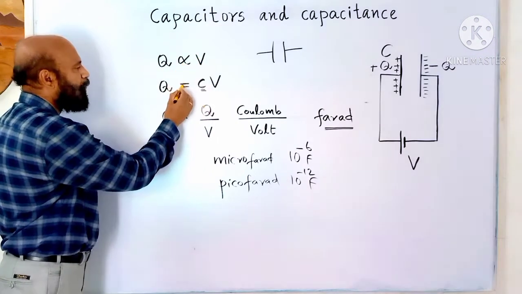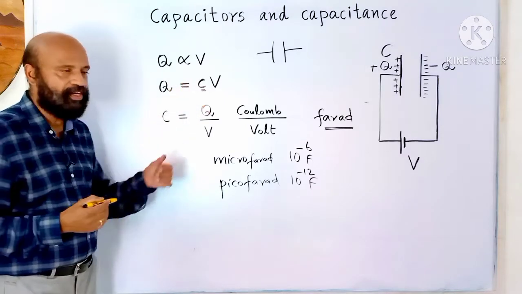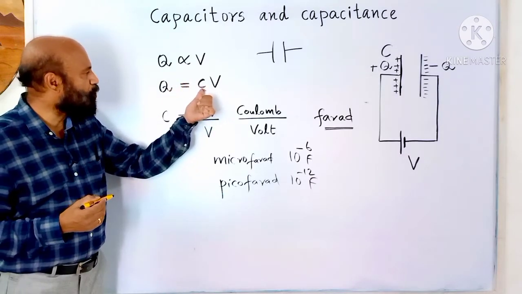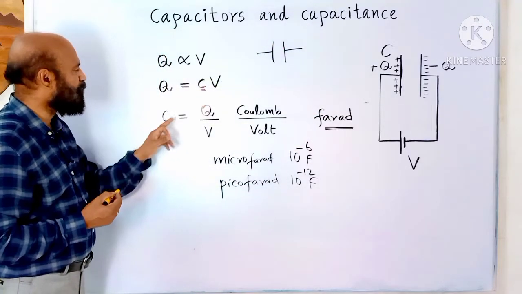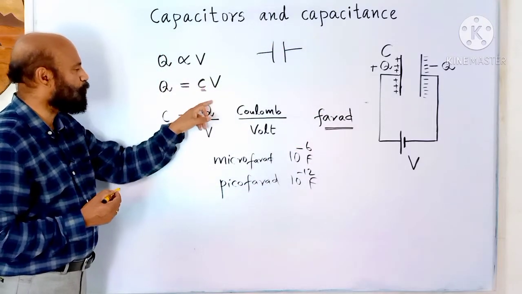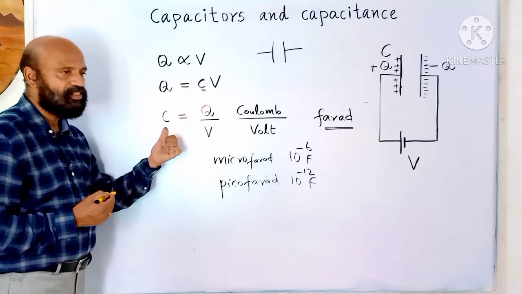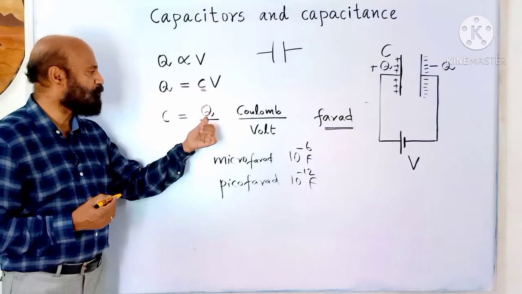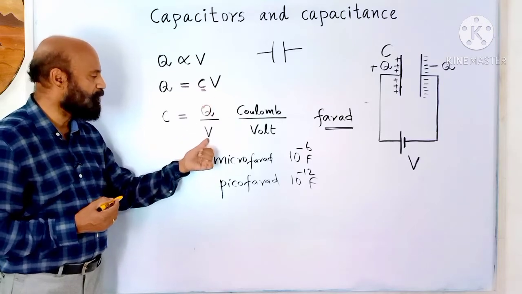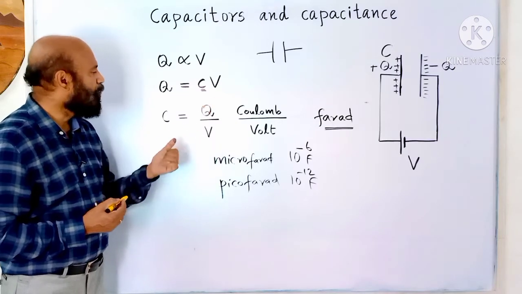This proportional sign can be replaced by an equal sign after writing a constant. This constant is what is known as capacitance. So this can be rearranged and you can write like this: C is equal to Q by V. So capacitance is defined as the ratio of charge given to the conductor to the potential difference.